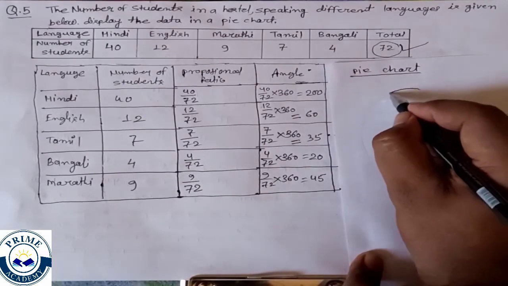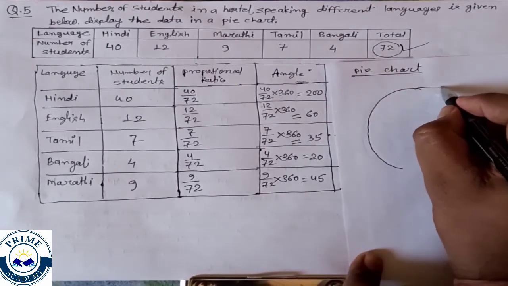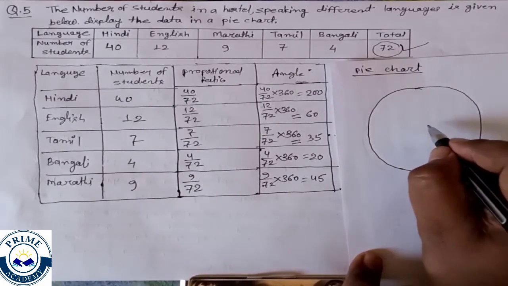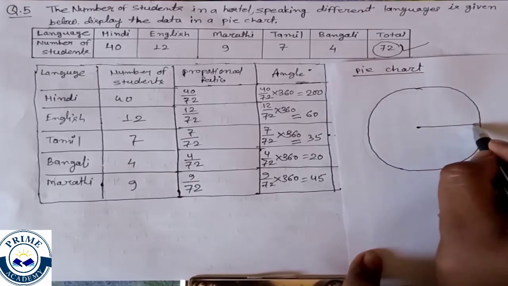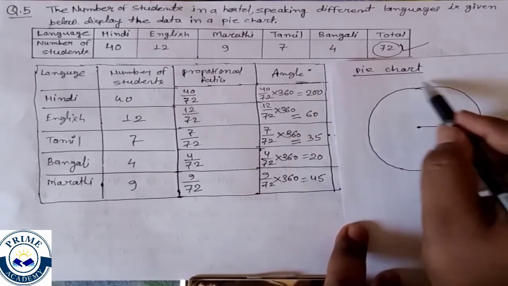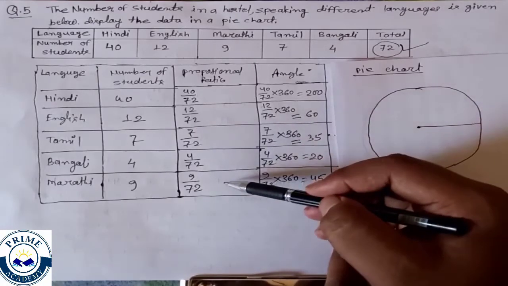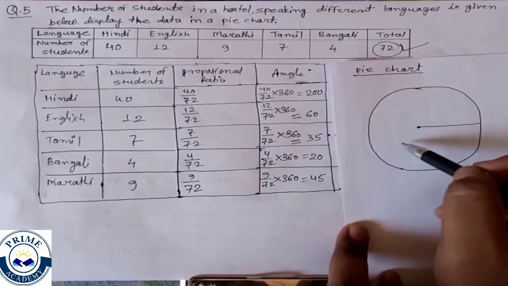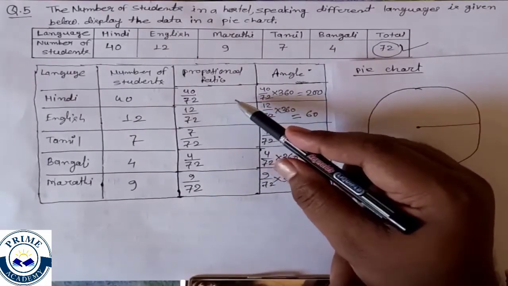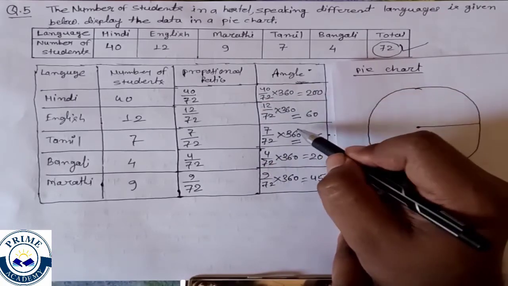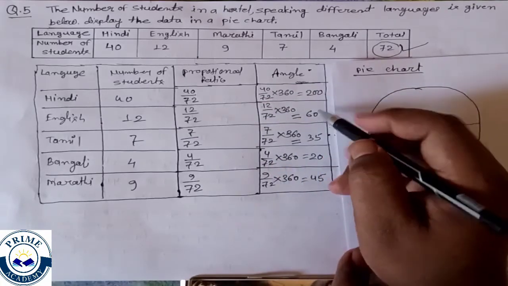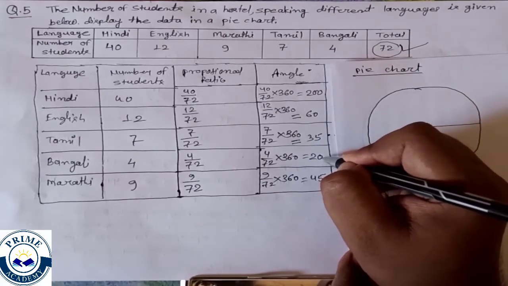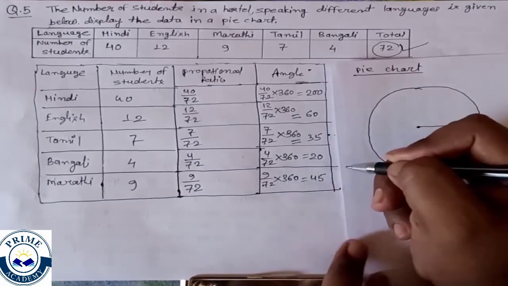So you just make a circle over here, like a complete circle, right? Mark the center, and this is a baseline, right? We have to divide this circle into 5 sectors, because there are 5 data here, 1 2 3 4 and 5. So Hindi subtends 200 degrees, English subtends 60 degrees, Tamil 35 degrees, Bengali 20 degrees, and Marathi 45 degrees, right?